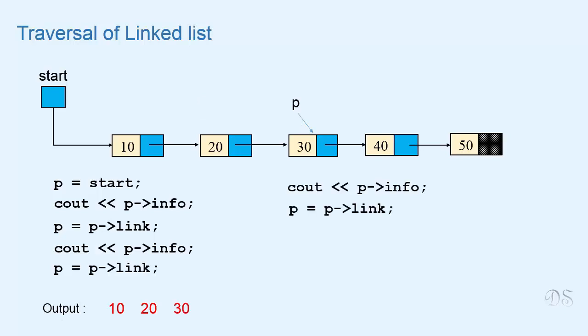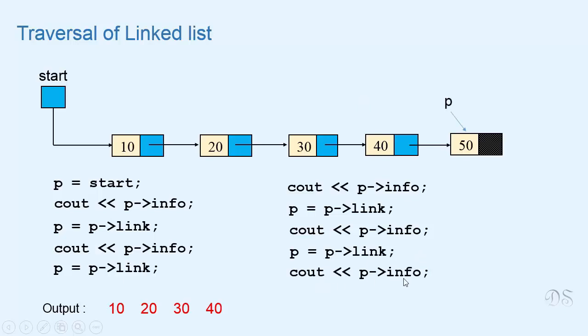Again we write P equal to P link, P points to this node, and when we print this P info, 40 is printed. Again we move this forward, and when we print P info, 50 is printed. Next we write P equal to P link. Now P will become null, and so we can stop because we have reached the end of the list. So we have traversed the whole list and printed the list items.